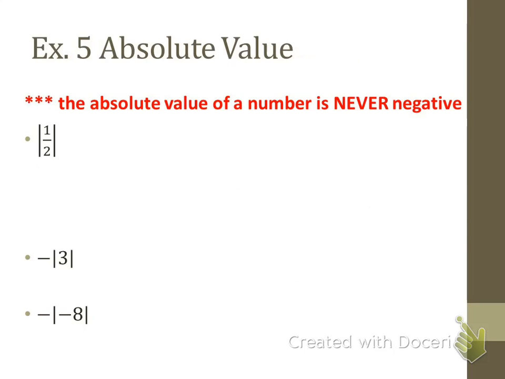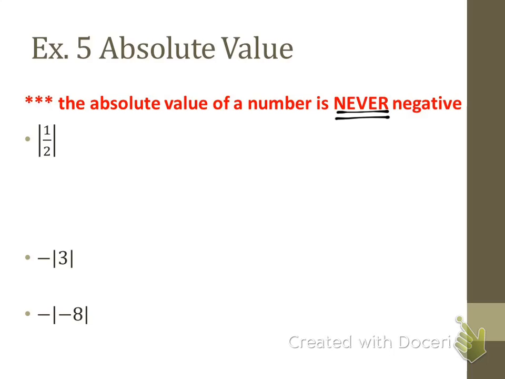In example 5, we're going to go into absolute value. Now, absolute value and opposites are different. Absolute value and opposites are different. Look at this statement that I've written right here. I put stars by it. I put it in red. I made all caps to this word never right here. The absolute value of a number is never negative.